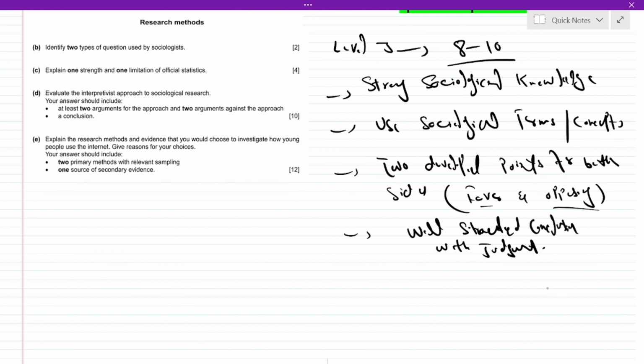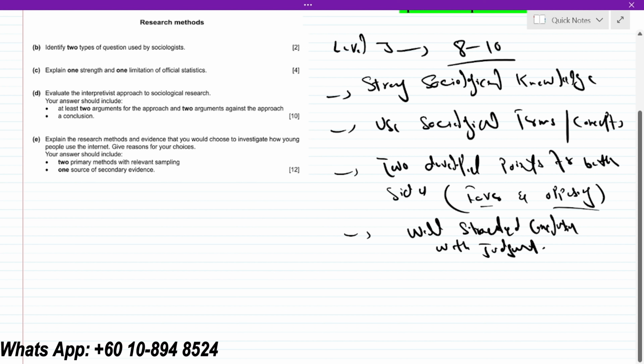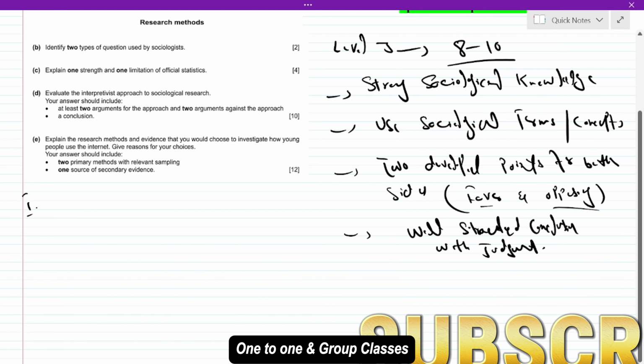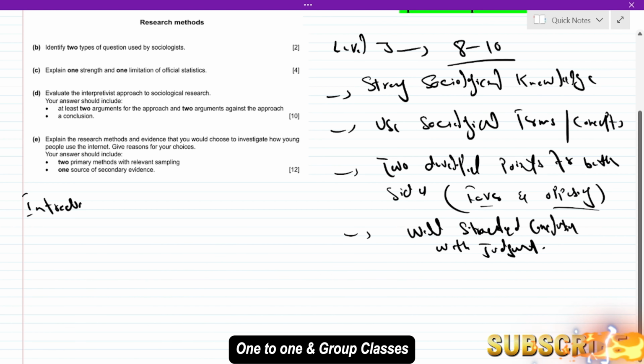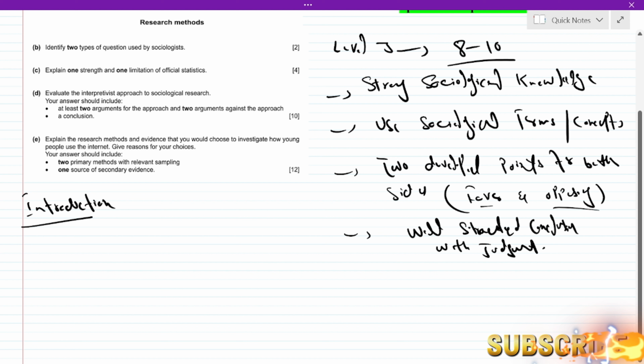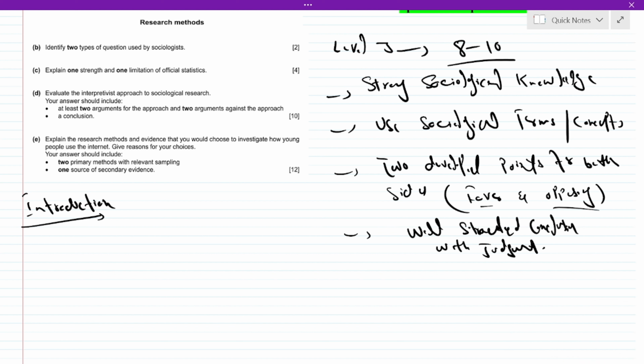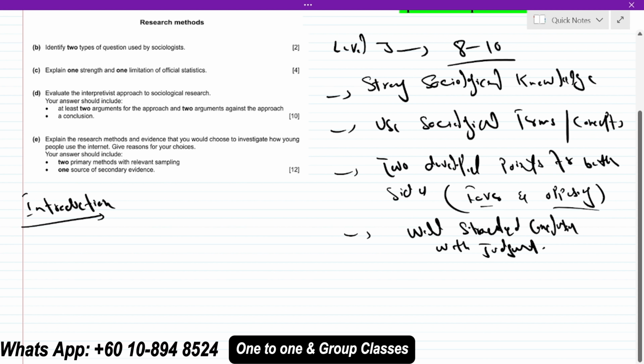Now let's try to attempt this question and see what things we can write over here. Now you have to start by giving a proper introduction. Although I am providing the headings, there is no need to provide the headings in the paper. So you will start from the introduction. So what things can you write over here? You need to first explain the terms that have been used in the question. So the term that has been used in our question is interpretivist approach. So what is the interpretivist approach?